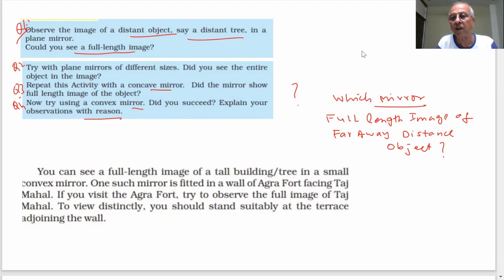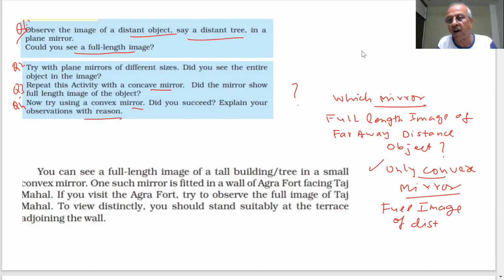Tell me, students. Only convex mirror. Only the convex mirror will give you the full image of a distant object. Which mirror? Convex mirror. So you can see a full length image of a tall building or tree even in a small convex mirror.